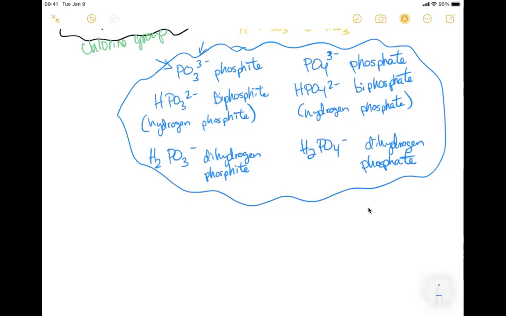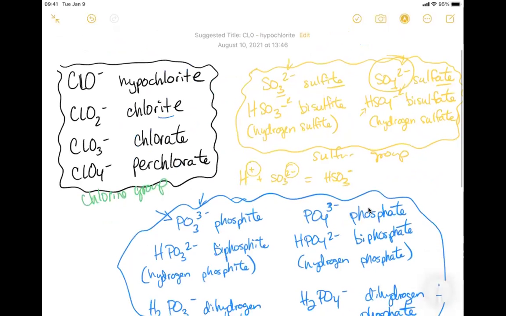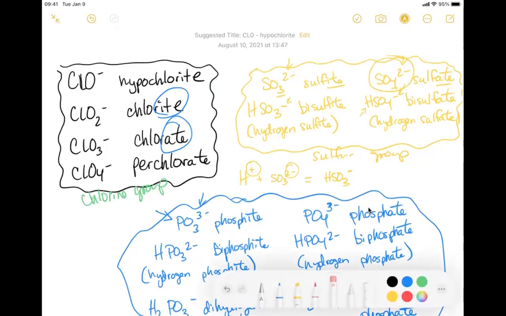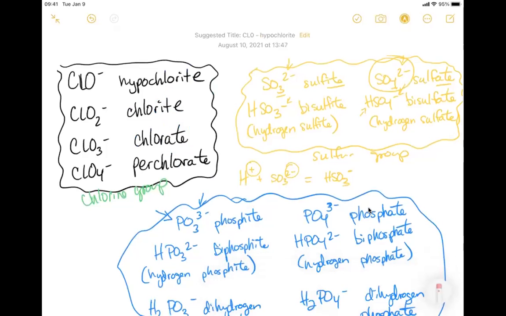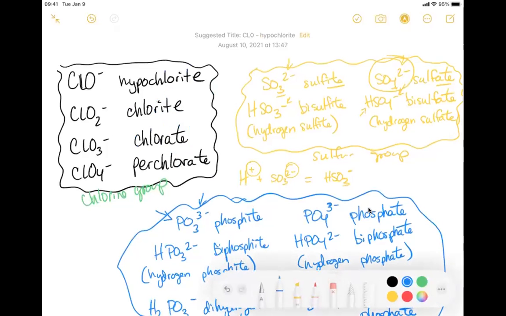I don't want you to try to make a shortcut that anything that ends with ite has O3 and ate is O4, because that is not true for all of the groups. You see chlorite here is ClO2 and chlorate is ClO3. So that's not always applicable. There's going to be other ones that end with ite and ate that are not 3 and 4 as well.